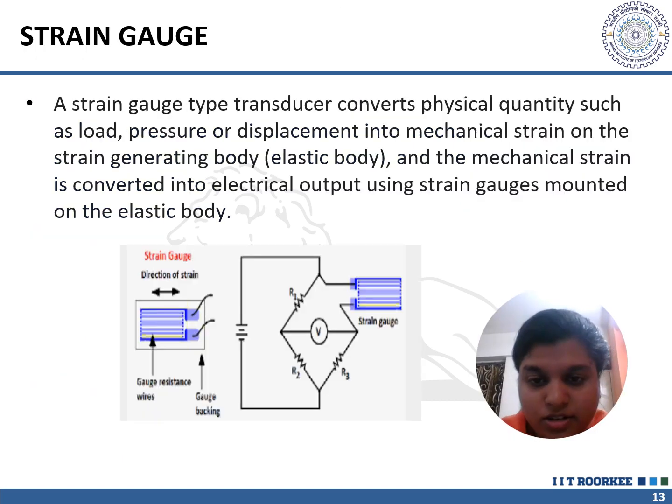Now comes strain gauge, the second one. A strain gauge type transducer converts physical quantity such as load, pressure, or displacement into mechanical strain on the elastic body, and the mechanical strain is converted into electrical output using strain gauges mounted on the elastic body. And also I have attached one image which you can refer for the strain gauge.